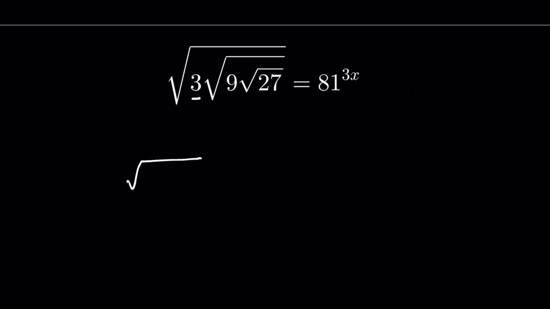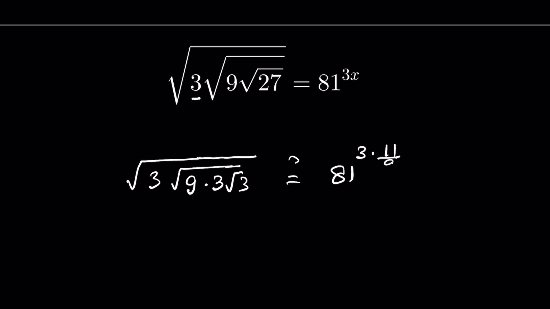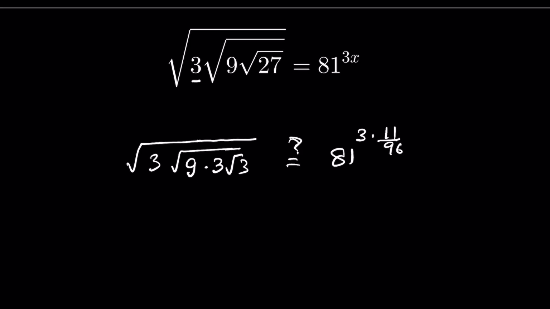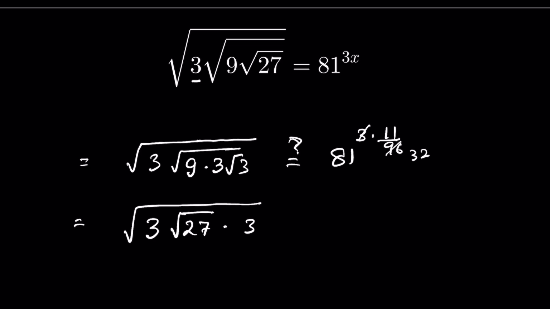So 3, then the square root of 9 times the square root of 27. The square root of 27 is 3 times the square root of 3. Then 9 times 9 is equal to 81 raised to the power 3 times 11 upon 96. We have to check whether LHS is equal to RHS, so it is 3 times 3 to the power of 11 upon 32, under square root, then times 27 under square root, equal to 81 raised to the power 11 upon 32.